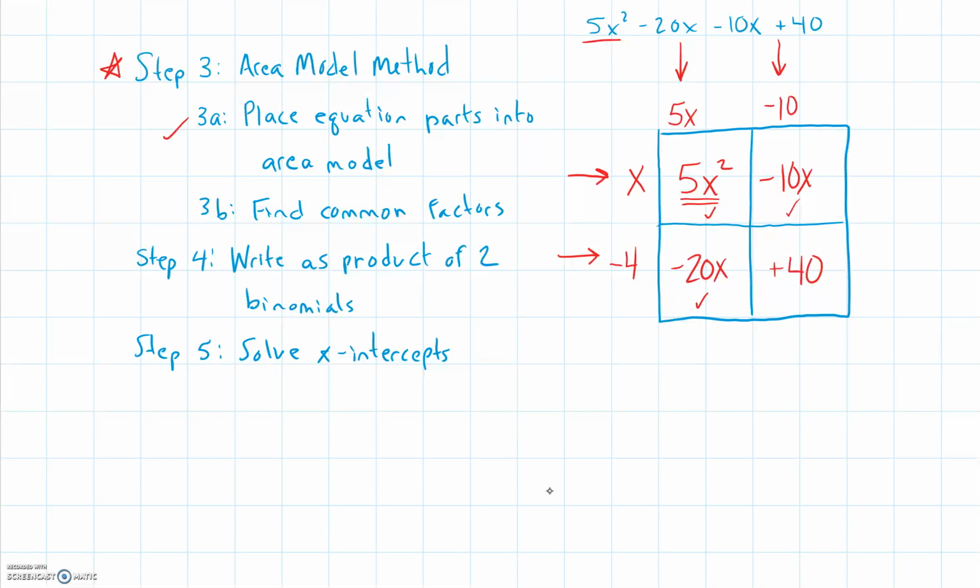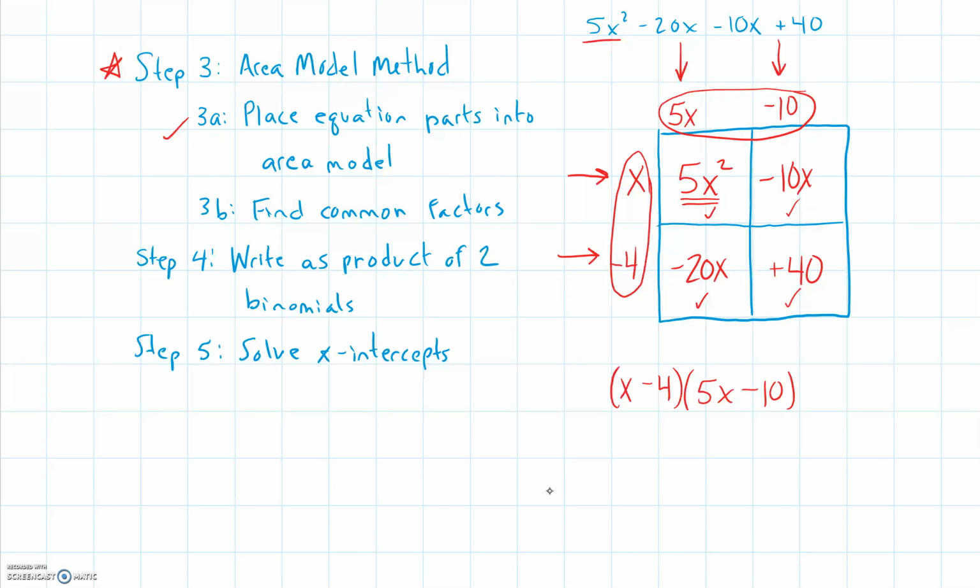Let's make sure that negative 10, so this is negative 10, and this is negative 4, gives us positive 40. That checks out. So we found those, and now we can write it as a product of two binomials. Well, how do you do that? Well, the binomial will be placed on the side, and the other will be placed on the top. So we could very well do this, x minus 4 times 5x minus 10. And if you notice, that's the same exact thing we got for the grouping method.